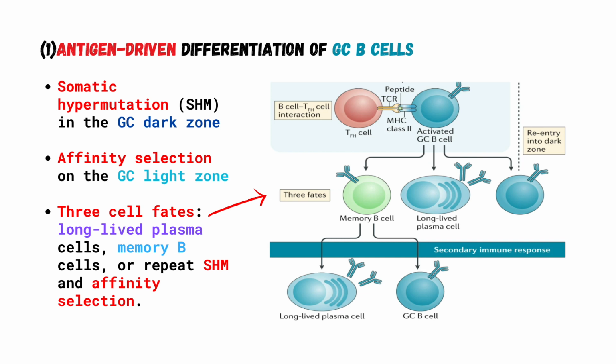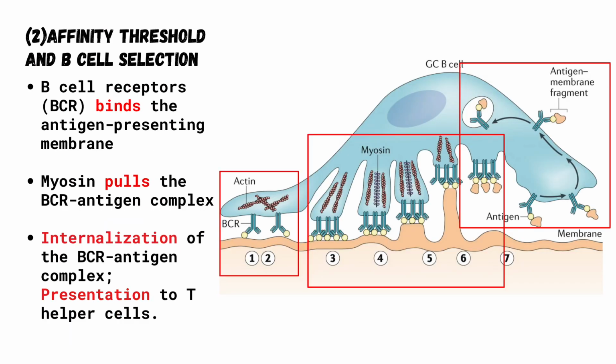GC B cells sense their affinity to antigens through the following processes. First, B cell receptors, or BCRs, are attached to the antigen-presenting membrane of follicular dendritic cells, forming a BCR antigen complex. Second, myosin, a motor protein inside B cells, pulls the BCR antigen complex to deform the antigen-presenting membrane. Lastly, B cells internalize the BCR antigen complex and are ready to present to T helper cells. The pulling forces of myosin allow GC B cell to test antigen affinity of cell surface receptors.